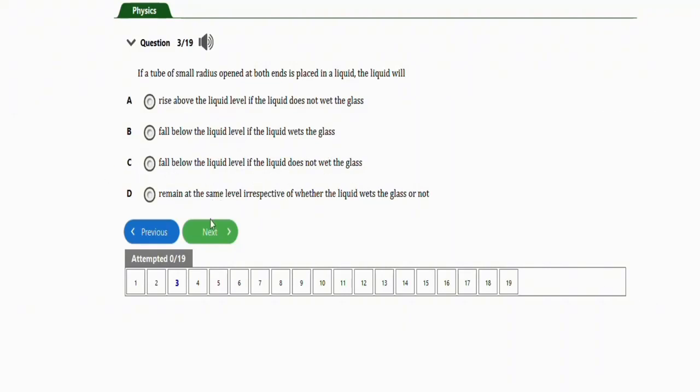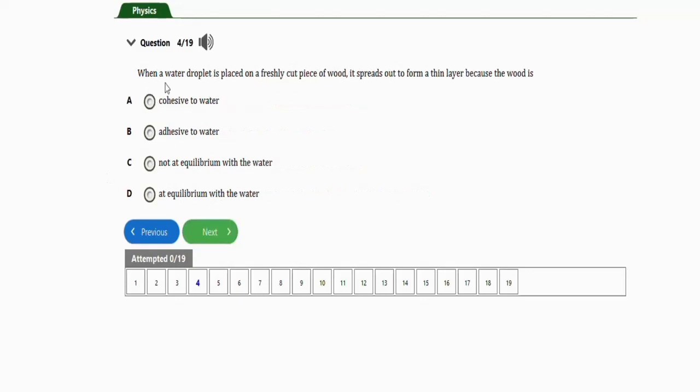Let's go to the next repeated question, which is this one. It says, when a water droplet is placed on a freshly cut piece of wood, it spreads out to form a thin layer because the wood is cohesive to water, adhesive to water, not at equilibrium with the water, at equilibrium with the water. So the correct option is option B, adhesive to water. Let's go to the next one, which is this.